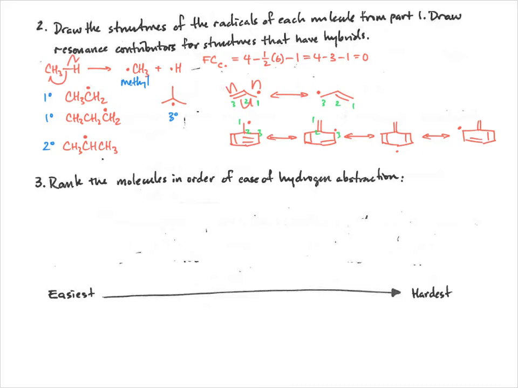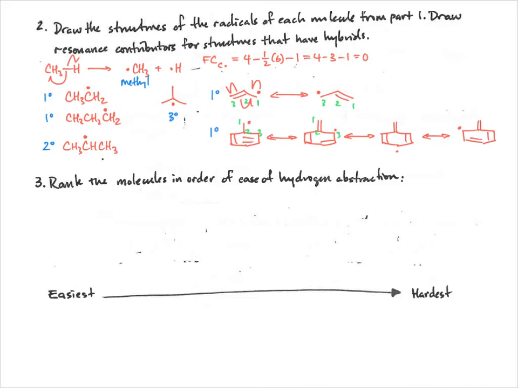So another thing I want to point out here, again, this is a primary and this is a primary. Even though they have resonance, they're classified as primaries. So this is where you cannot make assumptions when you do these classifications. There's always a twist to learning this. So what we're going to do in the next problem is rank the molecules in ease of hydrogen atom abstraction.